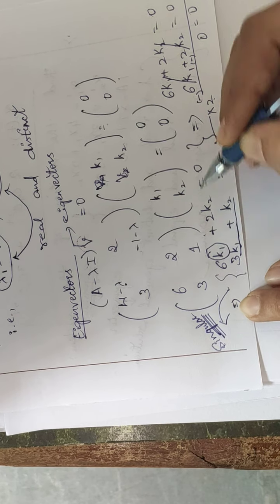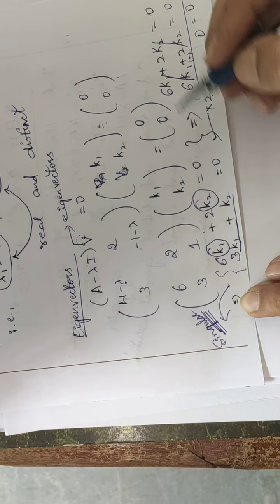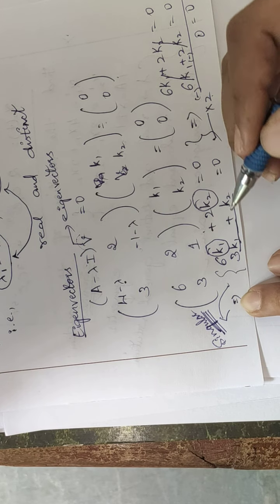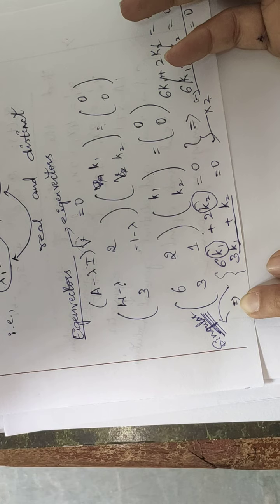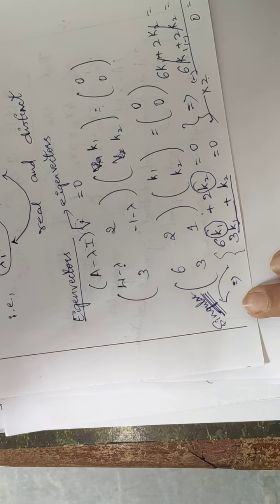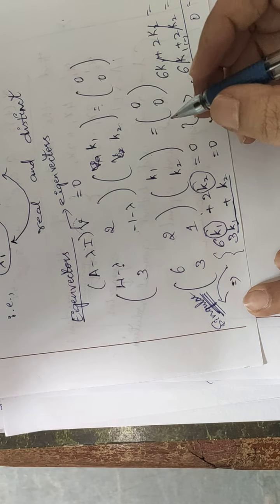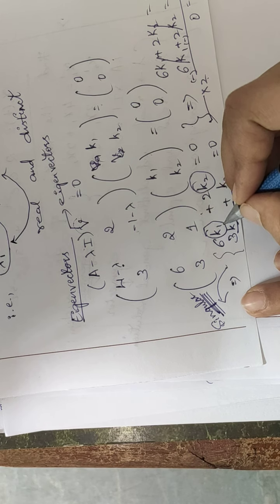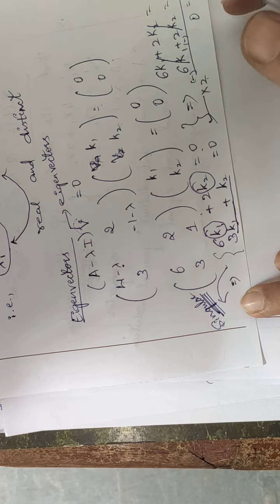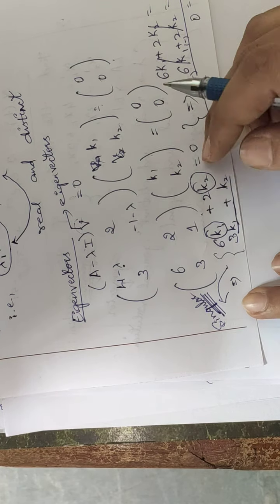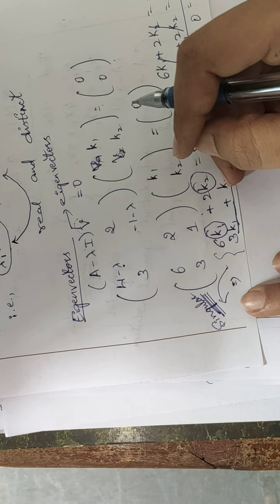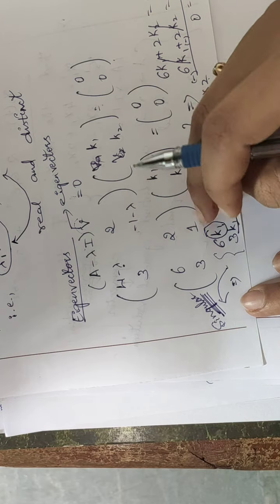Depending on the value of k1, your k2 changes. So we are getting infinitely many solutions; we do not get one unique value. If this is the case, what we will do is assume one value for either k1 or k2. It is left to you. You can assume any value for any of the unknowns. Whichever value you choose, the other value changes correspondingly.